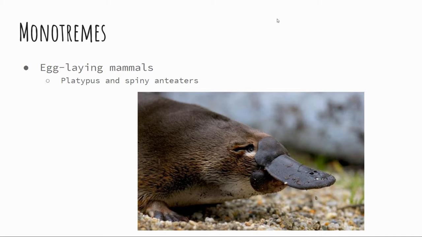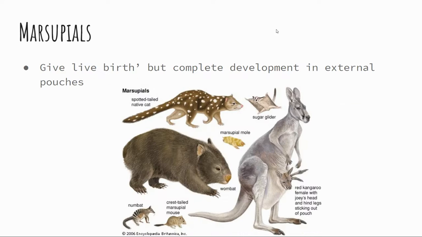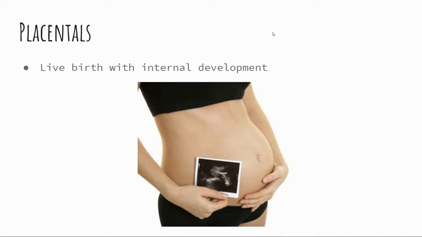Groups of mammals. We'll start off with monotremes, and these are egg-laying mammals. There are two examples of egg-laying mammals: the platypus and the spiny anteaters. Then you have marsupials, and these give live birth, but the offspring completes development in an external pouch, so it's not internal development. And then you have placentals, which give live birth with internal development.